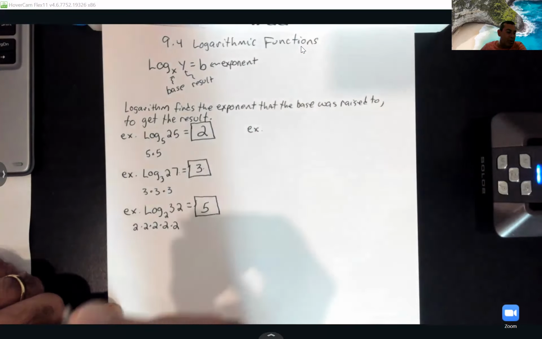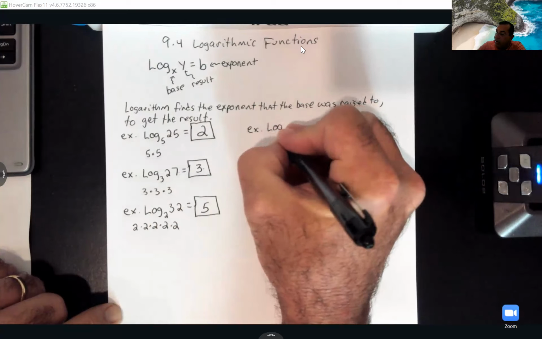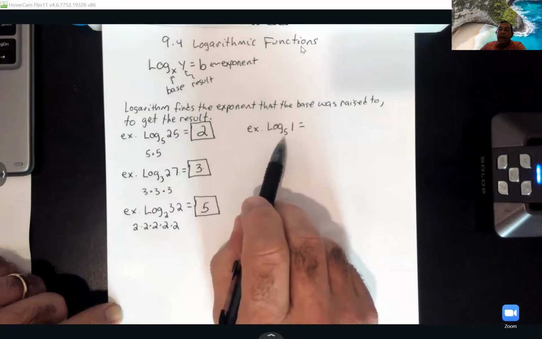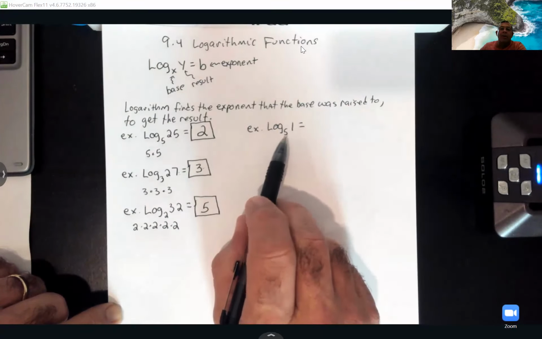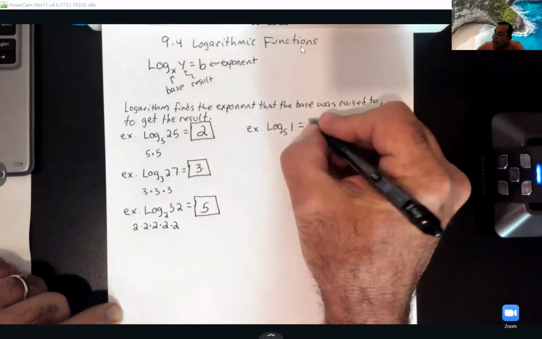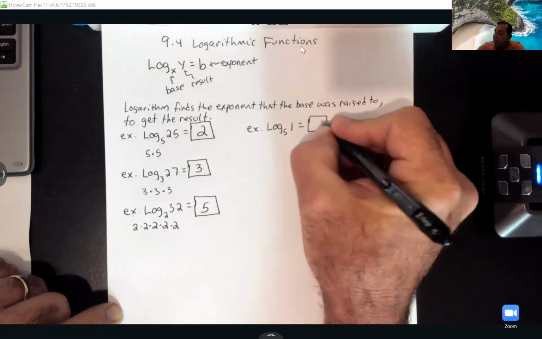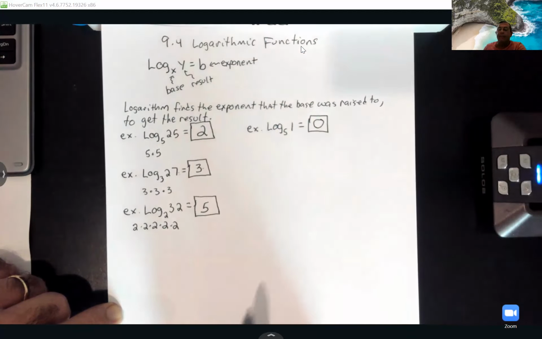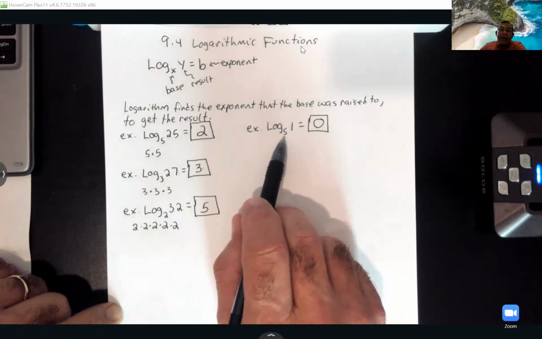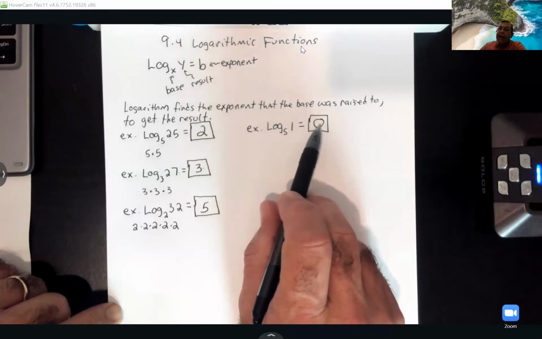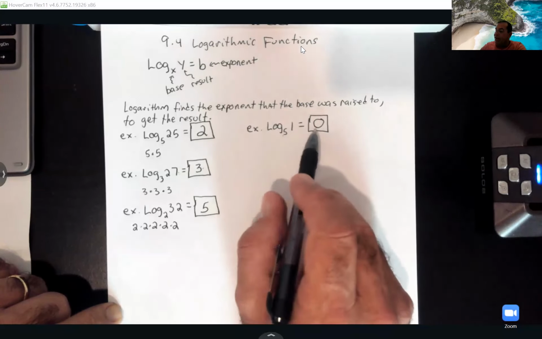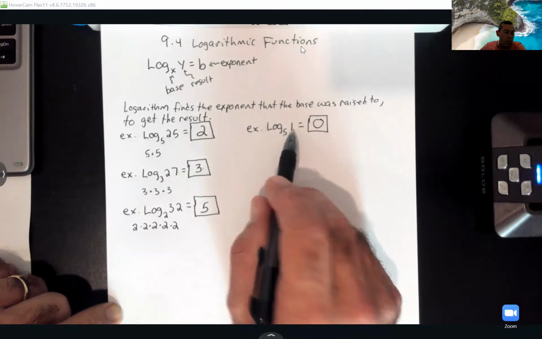Now, y'all, let me do a couple more of these. How about a log base 5 of a 1. So there's only one exponent that I can raise a 5 to get a 1, and that exponent would be 0. So no matter what base you have, if that result is a 1, then that exponent has to be a 0, okay? Because anything to the 0 power is 1.